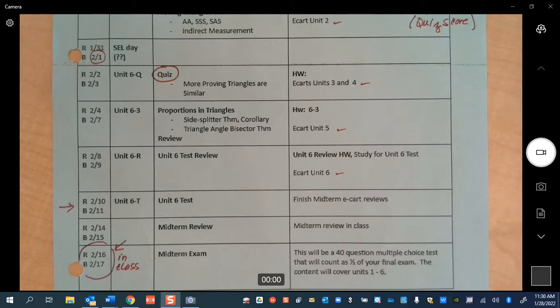Questions on the eCarts, questions on the midterm, questions on the quiz that they're going to represent. Okay.